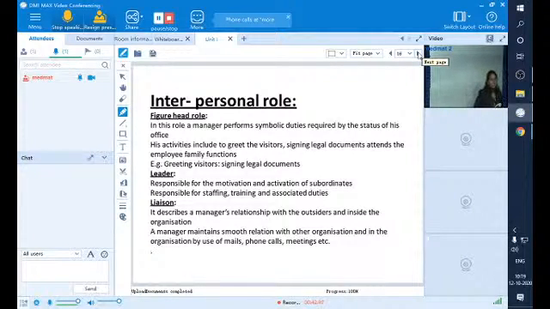Then the liaison describes a manager's relationship with outsiders and inside the organization. A manager maintains smooth relations with other organizations and within the organization by use of mails, phone calls, meetings and so on. For example, the sales executive communicates with outsiders, because their work includes import and export.